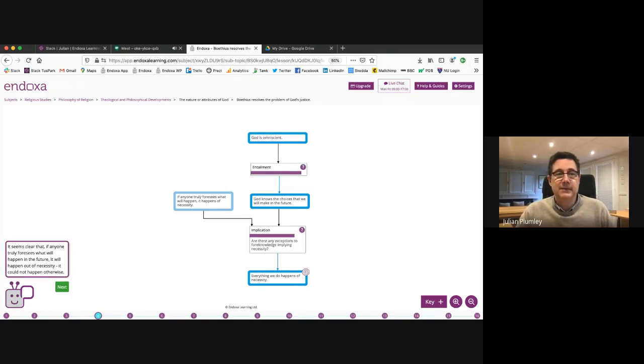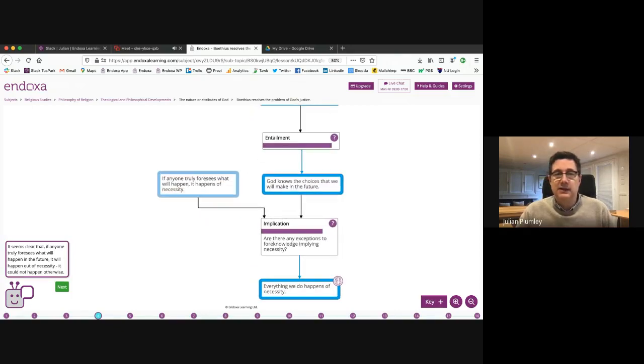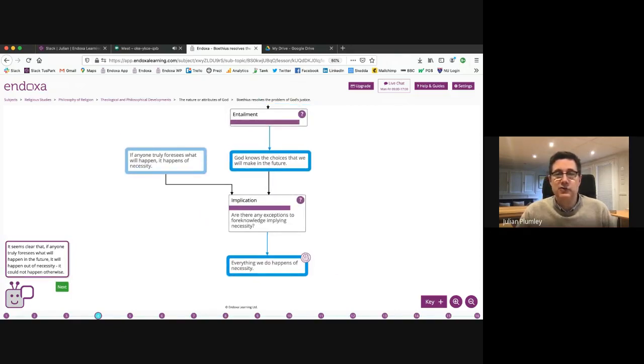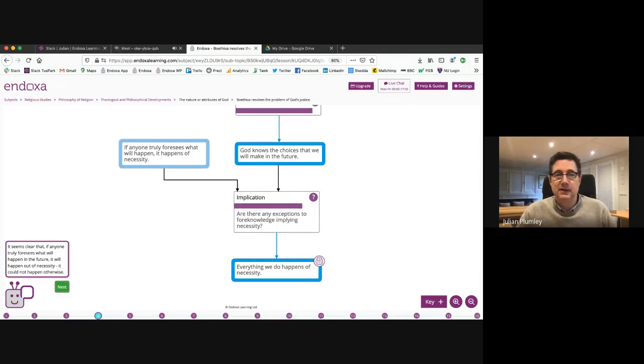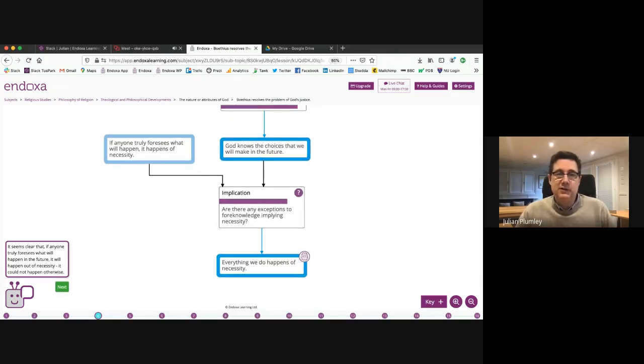There we go. So if God knows what we do in the future, if anyone knows what we do in the future, then it happens of necessity. And we need to just unpack the word necessity. This is a good philosophical word. What happens necessarily can't happen any other way. So there's possibility and there's necessity, and necessity can't happen another way.